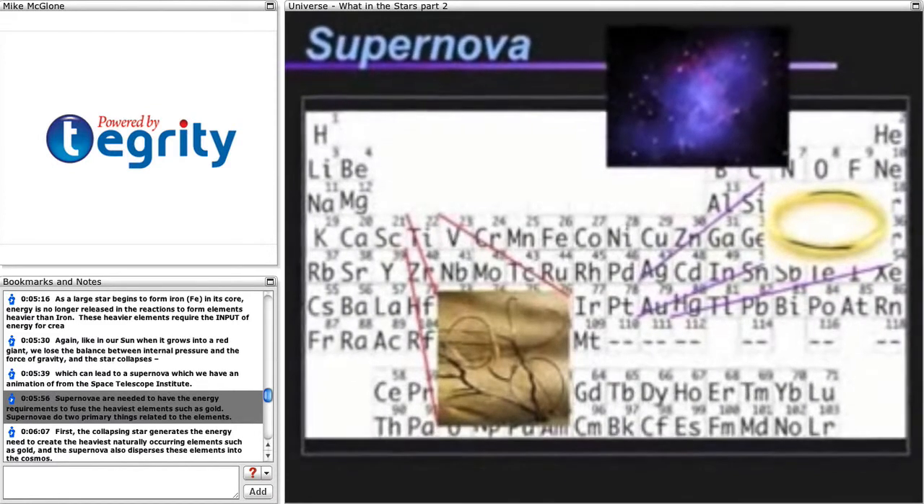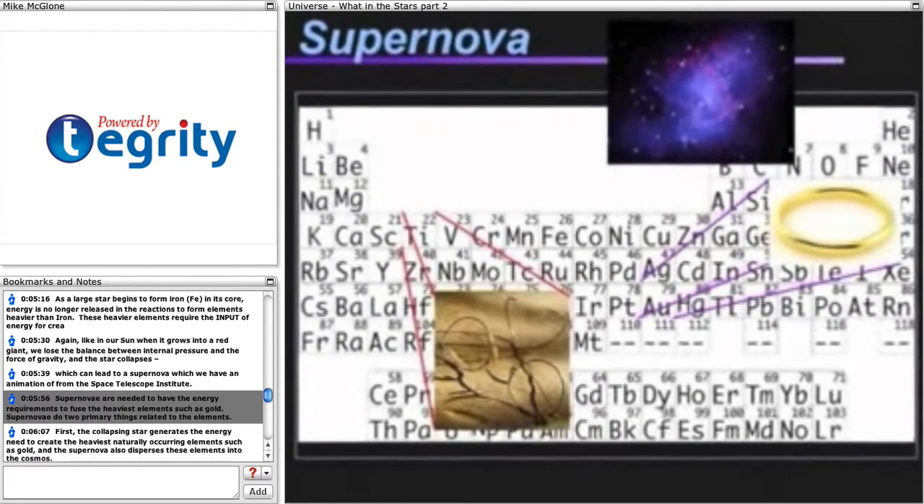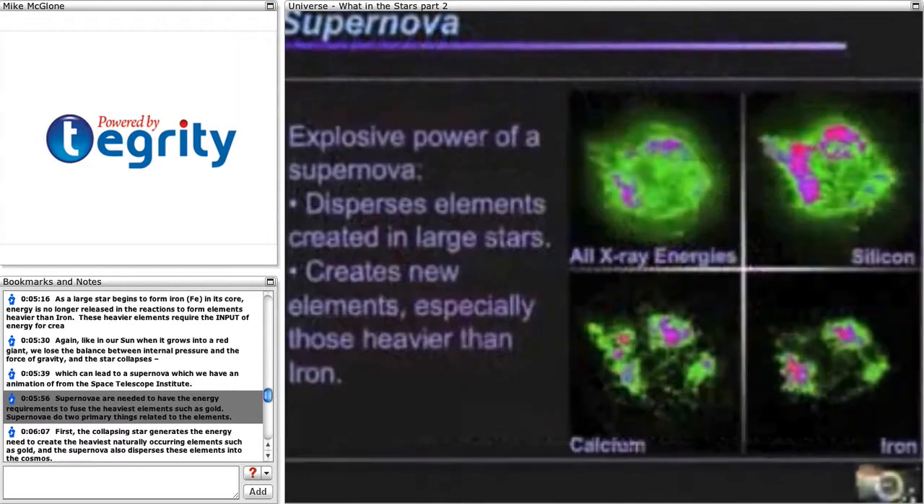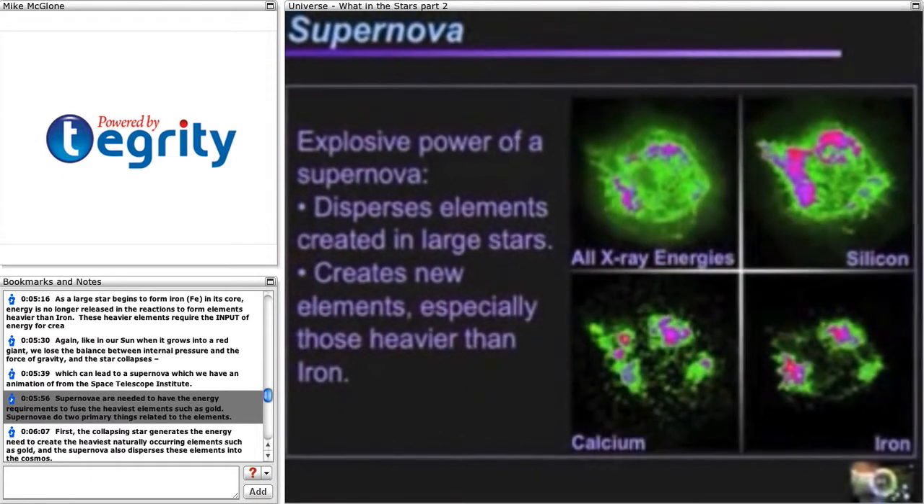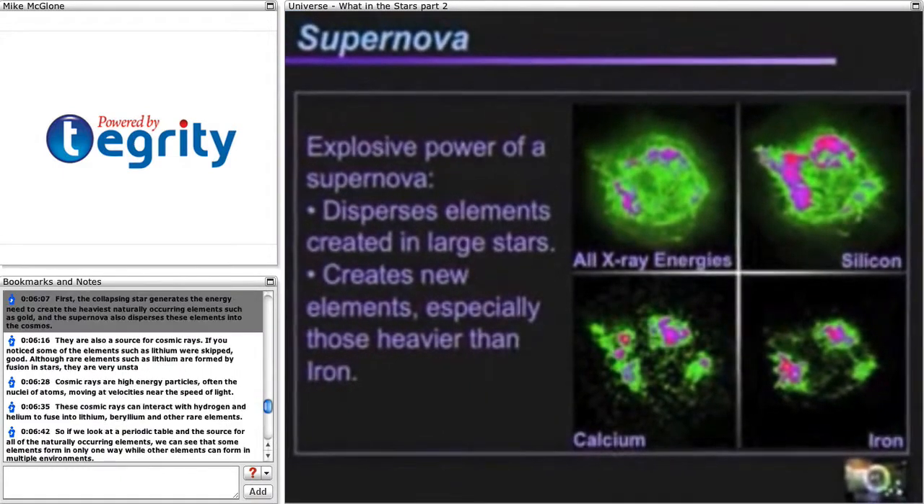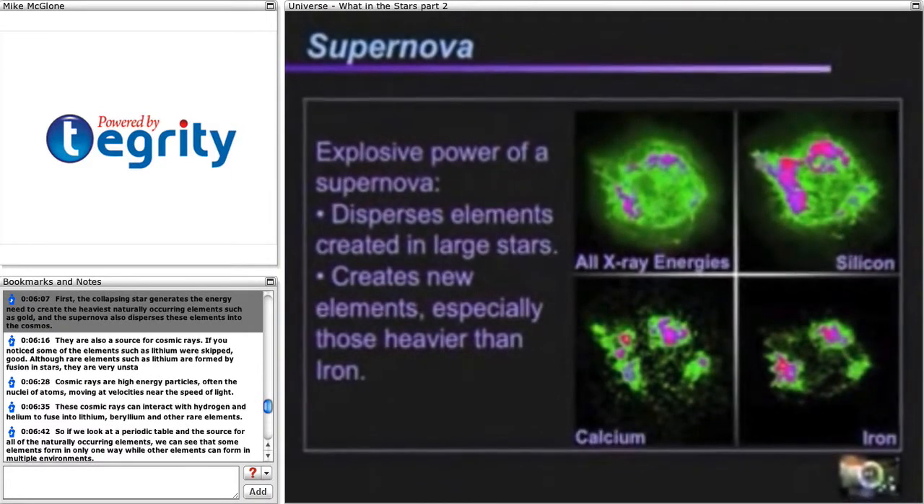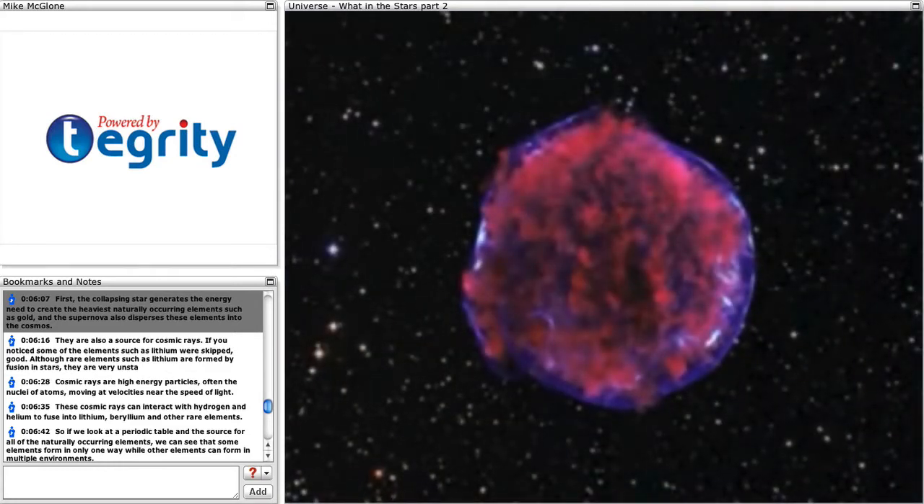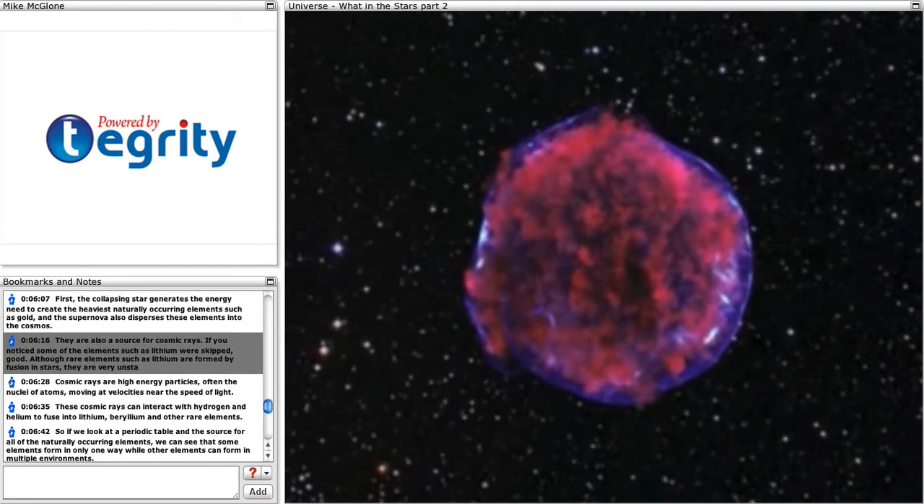Supernovae are needed to have the energy requirements to fuse the heaviest elements, such as gold. Supernovae do 2 primary things related to the elements. First, the collapsing star generates the energy needed to create the heaviest naturally occurring elements, such as gold, and the supernova also disperses these elements into the cosmos. They are also a source for cosmic rays.